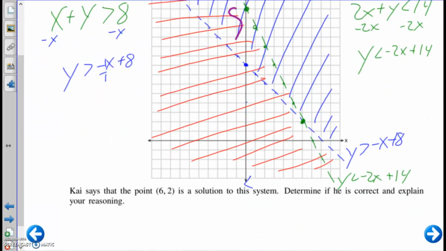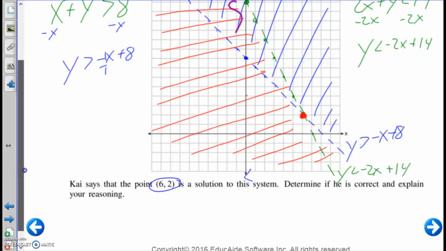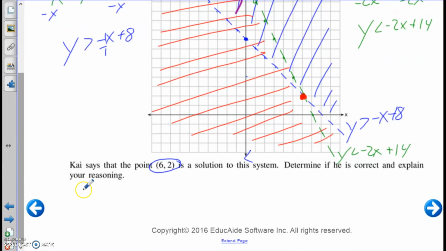All right. So then the last question here is the point 6,2. Kai says the point 6,2 is a solution to the system. Now 6,2 is that point I was referring to. It's right here. It's where they cross. Determine if he is correct and explain your reasoning. And the answer is going to be no.